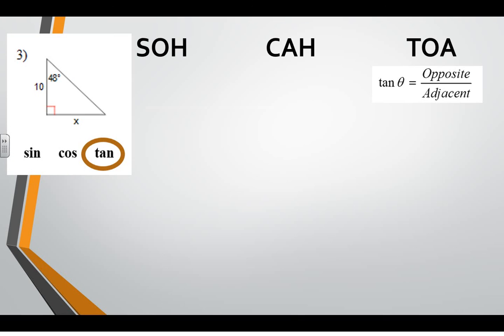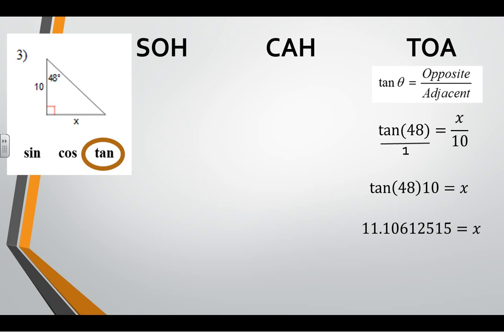And tangent. So tan theta equals opposite over adjacent. We're going to substitute the angle in, substitute the opposite side x over the adjacent 10, cross multiply, and type it into your calculator. There you go.